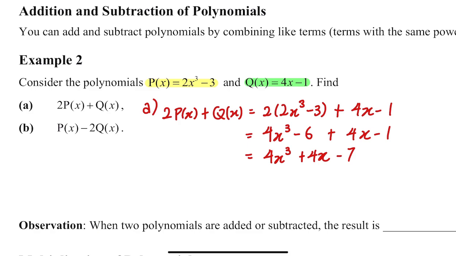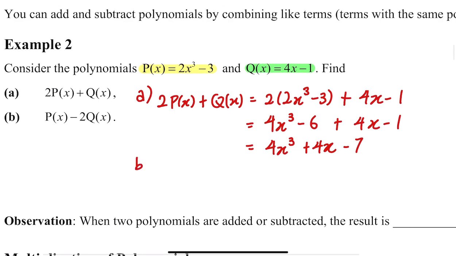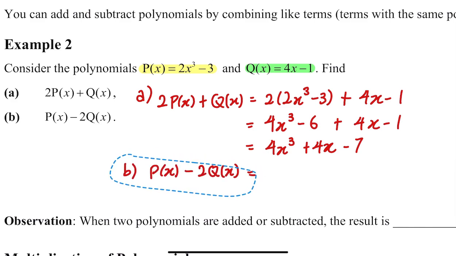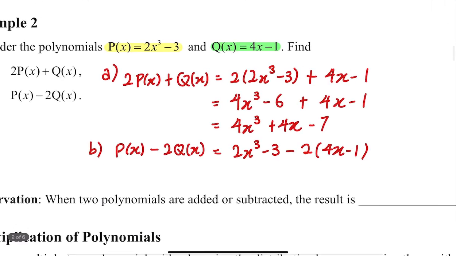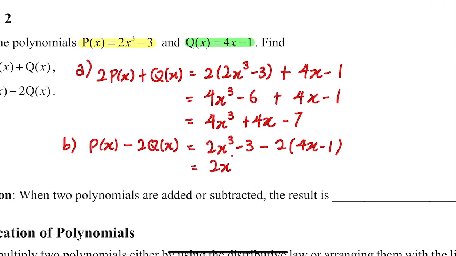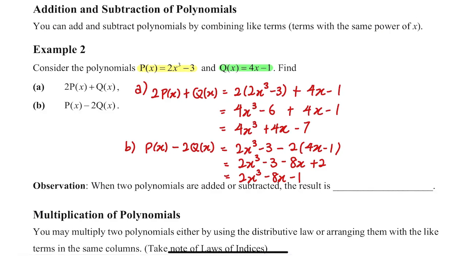Example 2a. Then next part, example 2b, simply p(x) minus 2q(x). You can work it out by yourself. Combine all the like terms together. So over here, p(x) is 2x cubed minus 3, then minus away 2 times 4x minus 1. If I expand and simplify, I'll get 2x cubed minus 3 minus 8x plus 2. Final answer, 2x cubed minus 8x, then negative 3 plus 2 is minus 1. Therefore you have your answers for part A and part B.